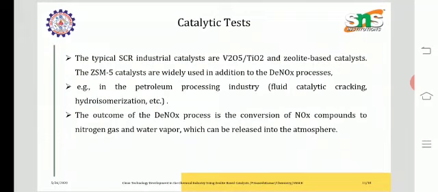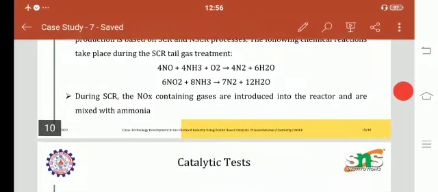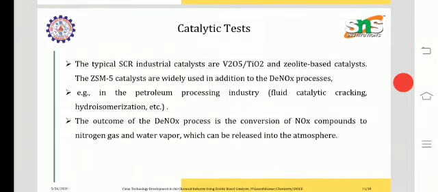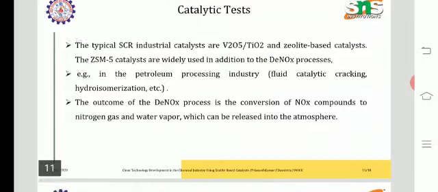So in the exhaust level, we can use the zeolites. The outcome of the denitrification of NOx, DNOx process, is the conversion of NOx gas into N2, that is nitrogen gas and water vapor. As we saw in the reaction before, NO and NO2 combined with ammonia form N2 and water. The same way, DNOx is a process in which the NOx compounds are converted to nitrogen and water, which are released into the atmosphere.